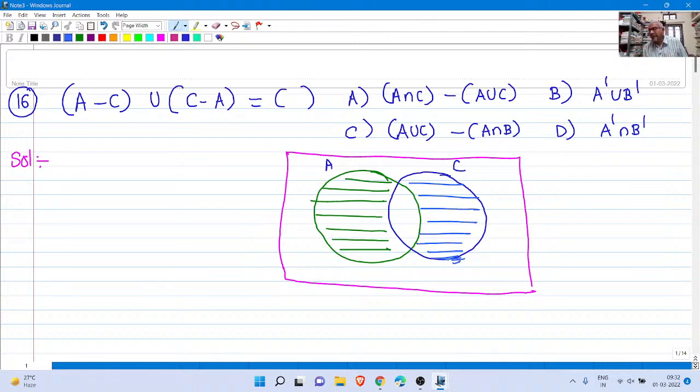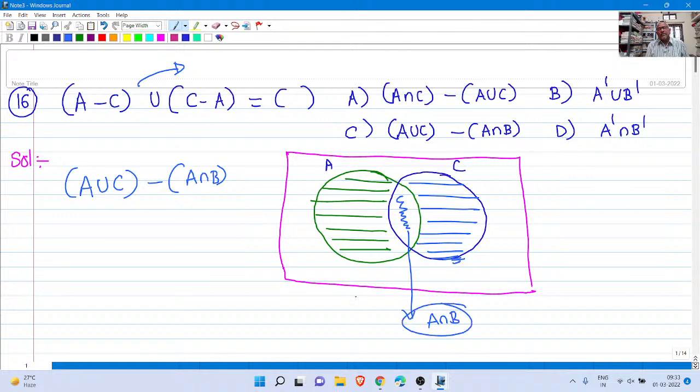Now you see very clear, A union C minus this part gives us the shaded part. That means this is called the symmetrical difference between A and C. That is denoted by A union C subtract A intersection C. So this part is A intersection C. From the union, just kick out the common part, then you will get A minus C union C minus A. This is called symmetrical difference. So C is the right option.